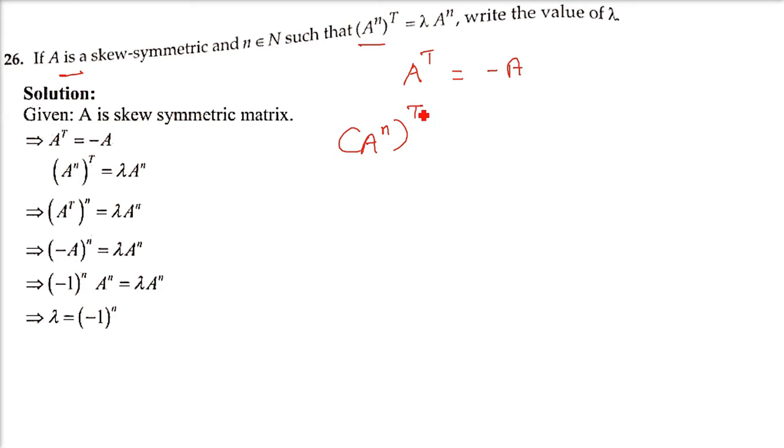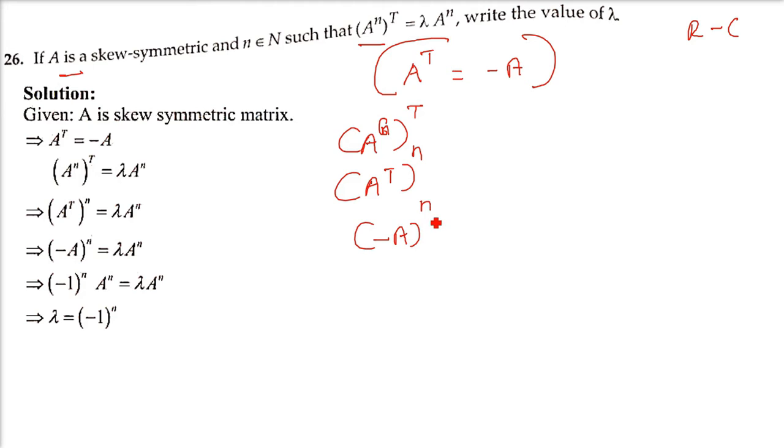Now coming to this one, A raised n to the power t. So t is not the power, t is just a transpose. So if you take the power of A and then transpose, or if you take the transpose and then take the power, it doesn't matter. You are just changing row and column and then applying the power. So it doesn't matter when you do the transpose first or later. So you will just take the A transpose and then take the power. So this A transpose is what? This is already given as negative A, because it is a skew symmetric matrix.